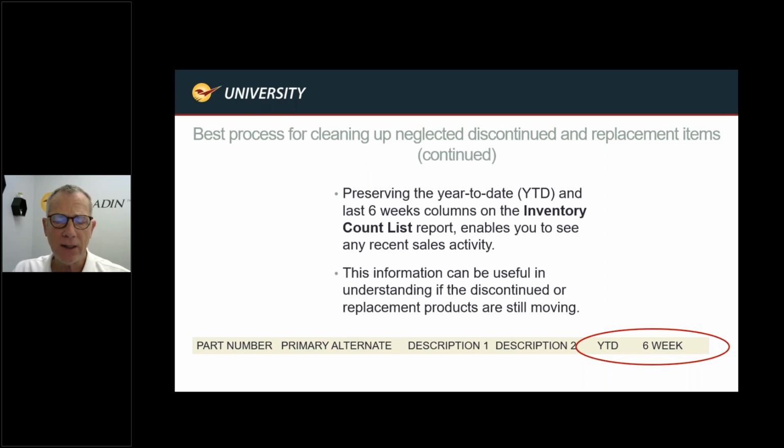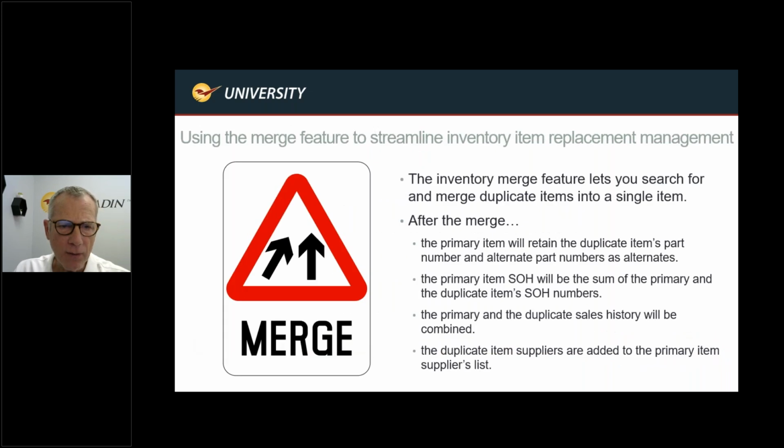Right? Did you sell any in the last 6 weeks, in the last year to date? Well, if you did and it was discontinued a couple of years ago, that could be an issue. So I like to see all of these fields and headers on that inventory count list. All right, so how do we clean this up?